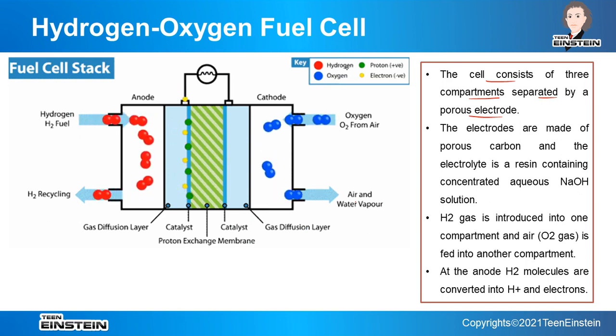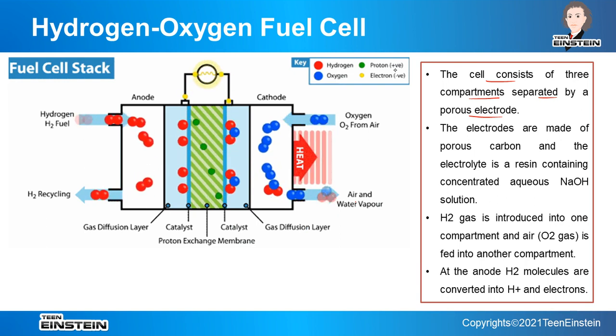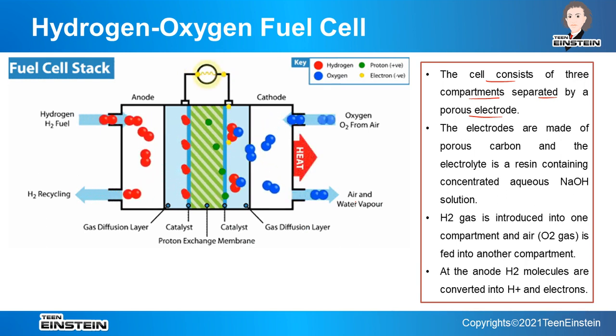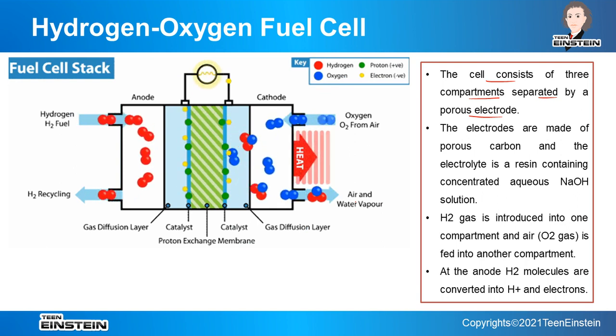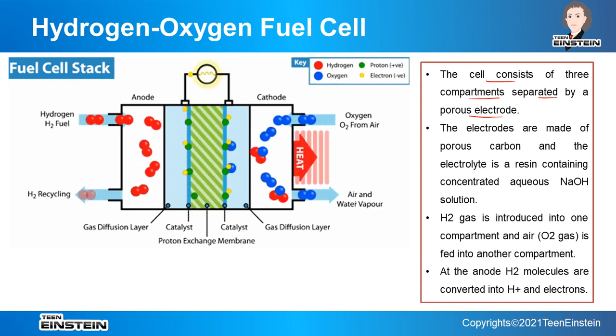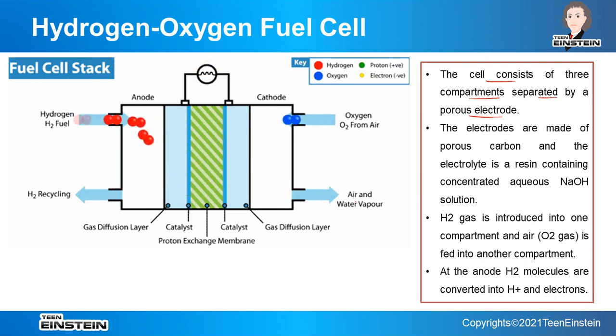Now see here, hydrogen is denoted by these red atoms, oxygen by blue, and the proton which will be produced from hydrogen, when hydrogen sacrifices an electron, is this green dot, and this yellow part is the electron which is removed from hydrogen. So hydrogen is giving an electron and itself is converted to a proton, that is H plus. Here the electrodes are made of porous carbon and the electrolyte is a resin containing concentrated aqueous NaOH solution. That means in the electrolyte you have the HO minus ion.